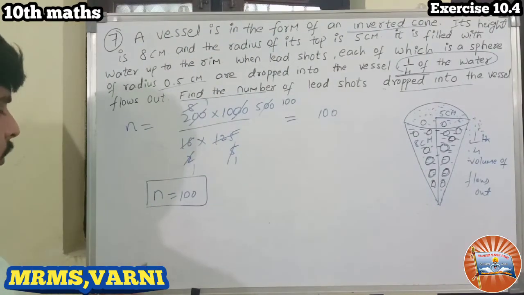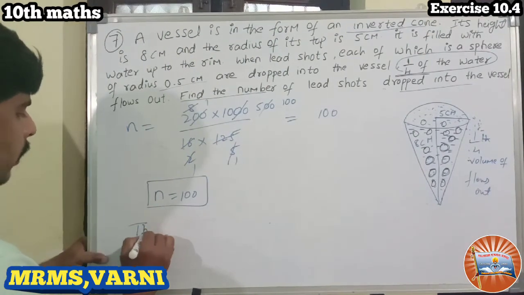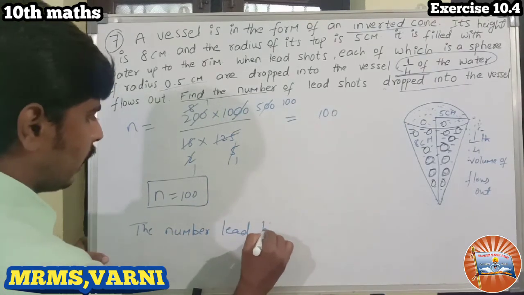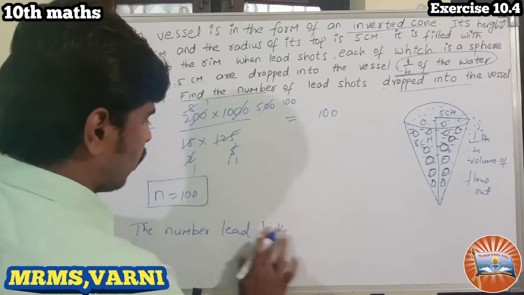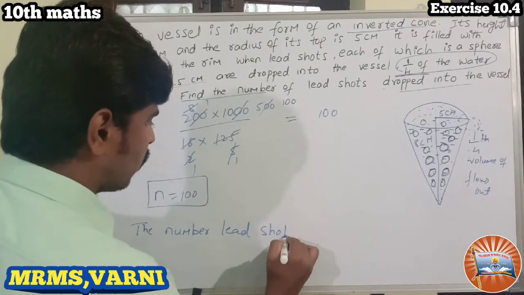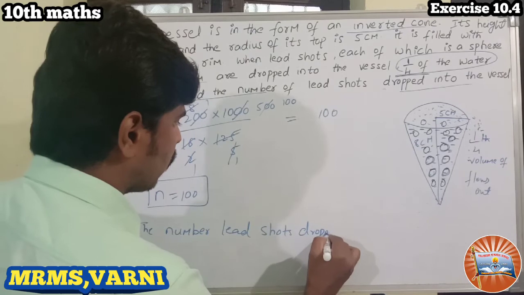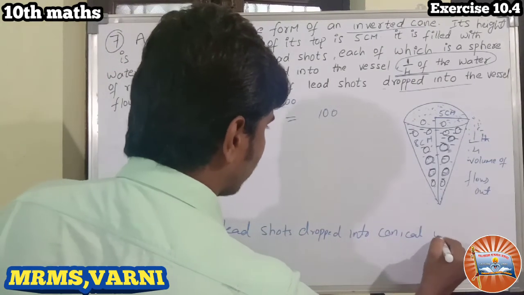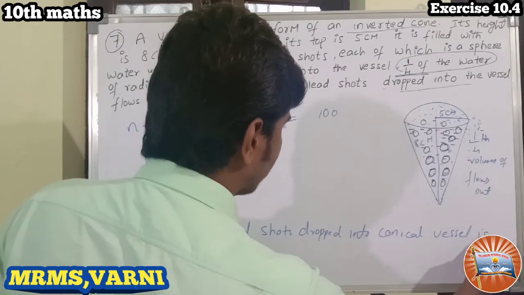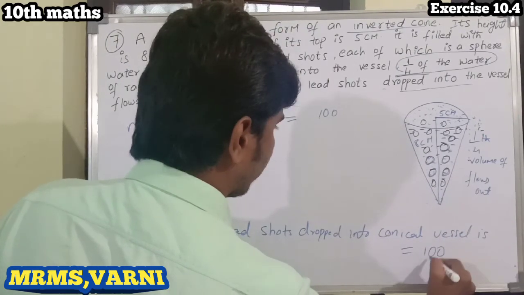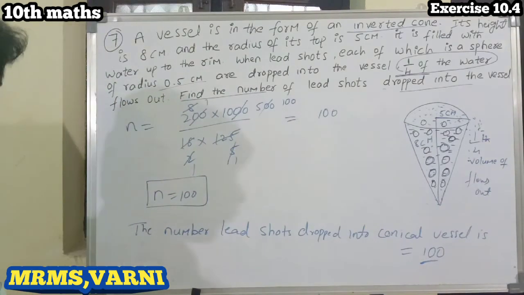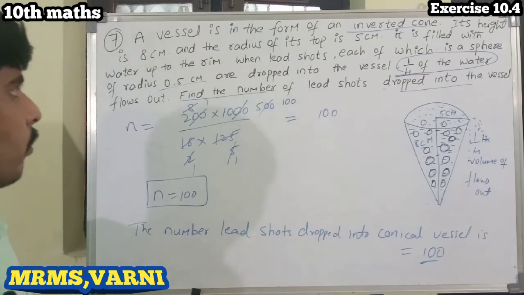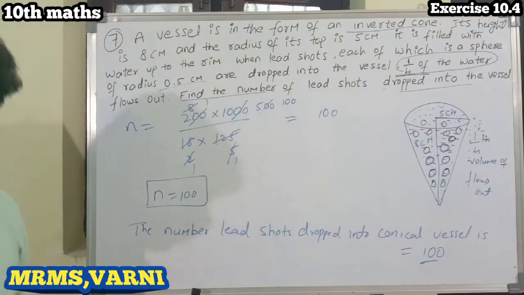So the number of lead balls or lead shots dropped into the conical vessel is equal to 100. How many balls did we drop? 100 balls we dropped there. Okay, right. This is the solution of problem number 7.